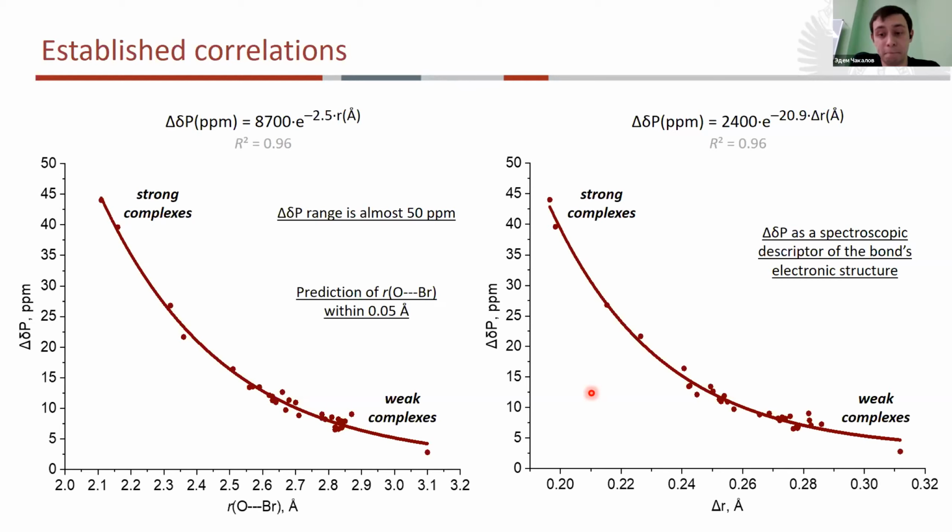The scattering of the data points of these dependencies is relatively small. From the correlation line, it's a simple exponential function for both cases. And the precision of these predictions is relatively high too. For example, the average oxygen-bromine distance could be predicted with 4 or 5 hundredths of an angstrom.